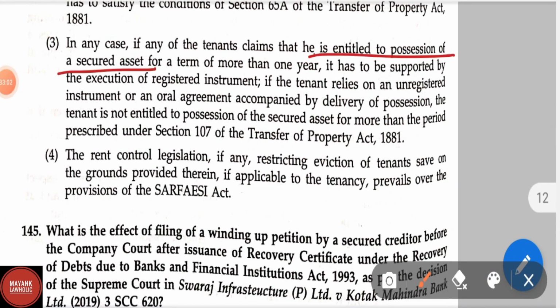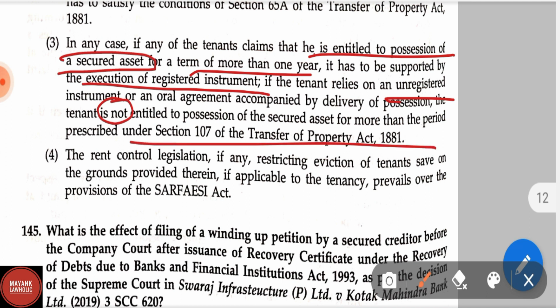Option 3: in any case, if any of the tenants claims that he is entitled to possession of a secured asset for a term of more than 1 year, it has to be supported by the execution of a registered instrument. If the tenant relies on an unregistered instrument or an oral agreement accompanied by the delivery of possession, the tenant is not entitled to the possession of the secured assets for more than the period prescribed under section 107 of the Transfer of Property Act. And option 4: the rent control legislation, if any, restricting eviction of tenants save on the grounds provided therein, if applicable to the tenancy, prevails over the provisions of the SARFAESI Act.